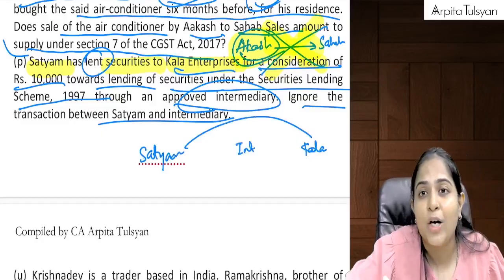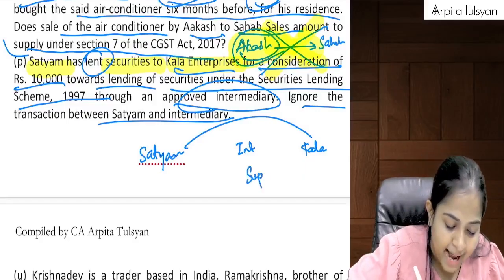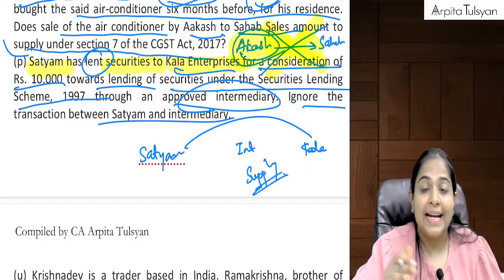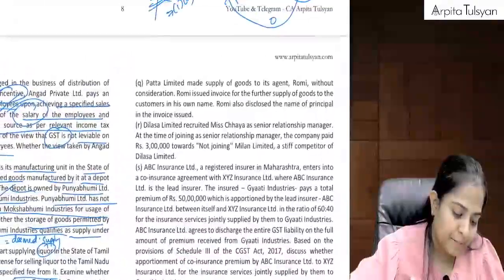This is lending of securities. This is not buying or selling of securities. So yes, this will be considered as a supply. Okay, lending of securities is a supply. Sale of securities is not a supply.